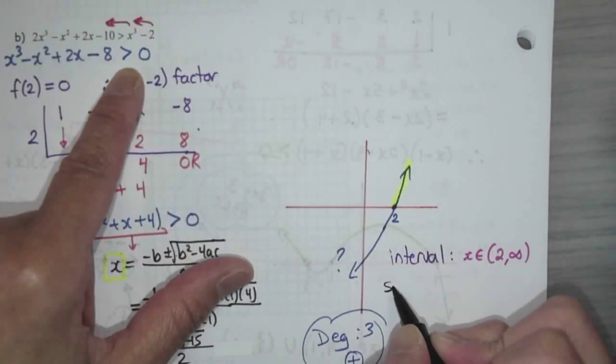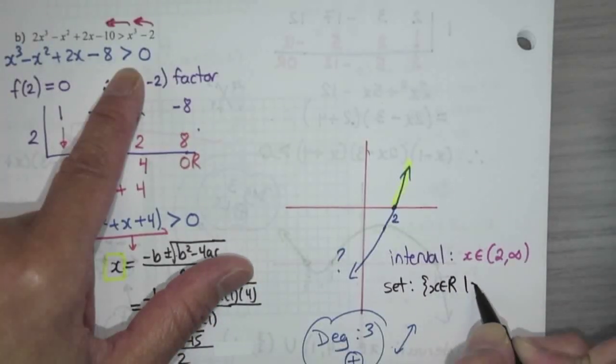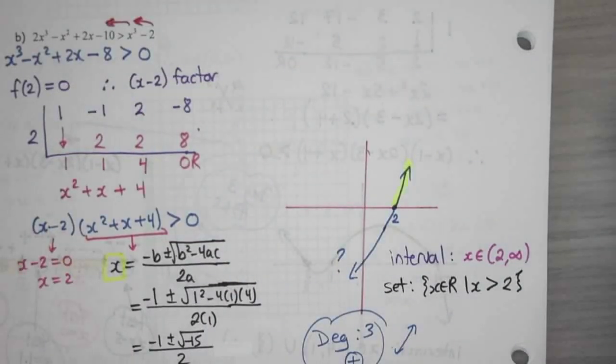Okay, and then for set notation, you would say x is an element of real, and then x is greater than 2 but not equal. Okay, questions with that?